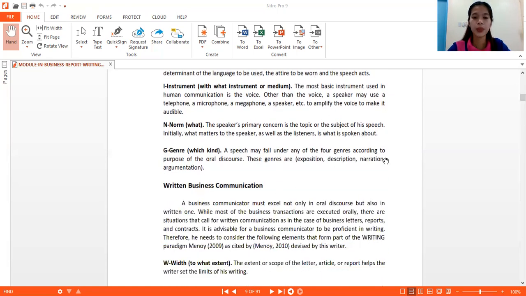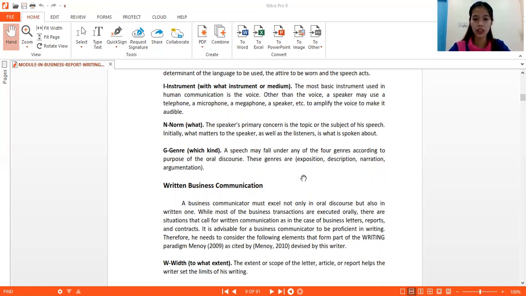Norm. The speaker's primary concern is the topic or the subject of his speech. Initially, what matters to the speaker as well as the listeners is what is spoken about. Of course, it is important to know kung ano ba ang topic mo. There are a lot of people na yung iba, dapat i-discuss niya is about business, but nag-discuss siya, nag-share siya na about sa buhay niya. More on about sa buhay niya kaysa dun sa business na dapat niyang i-present.